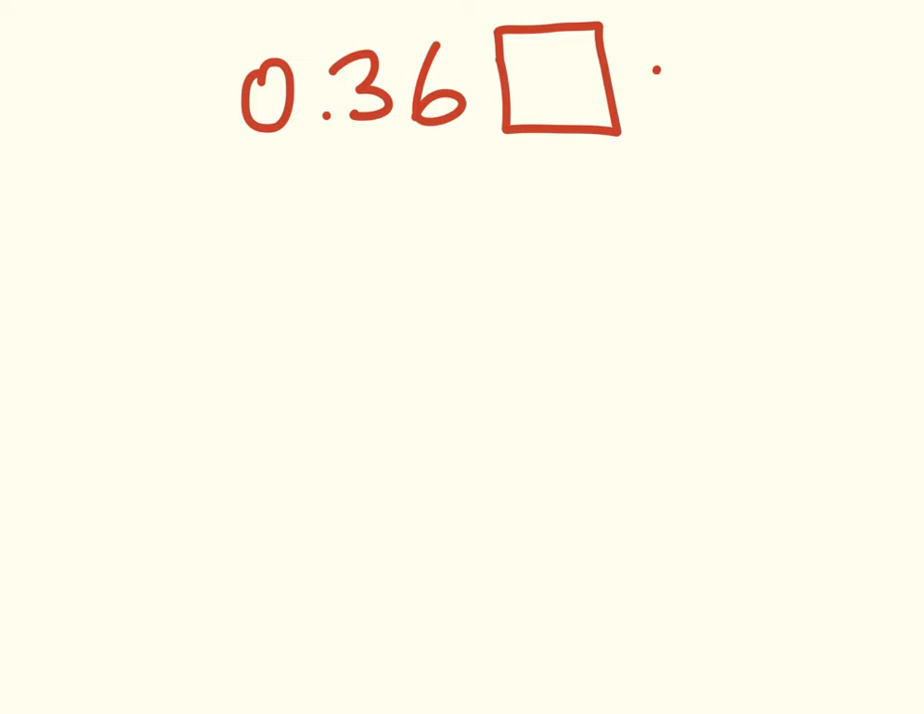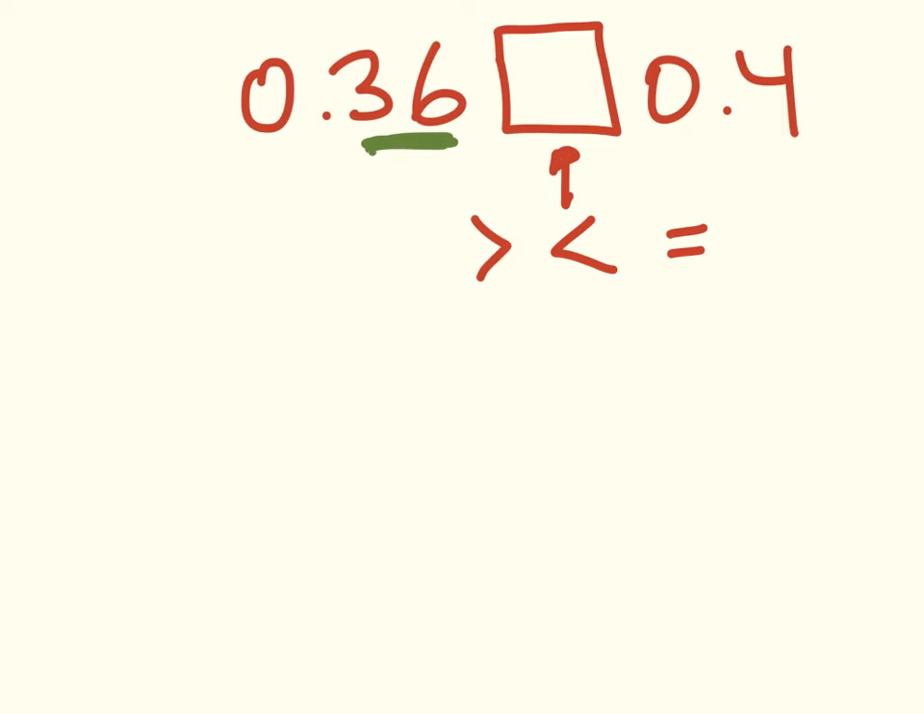Now you might be asked to compare decimals. So I want you to compare these decimals: 0.36 and 0.4. What goes in this box? Greater than, less than, or equal to? Well, that's tough because this one here has 36, and this one just has 4. But remember, this only shows tenths, and this shows hundredths and tenths.